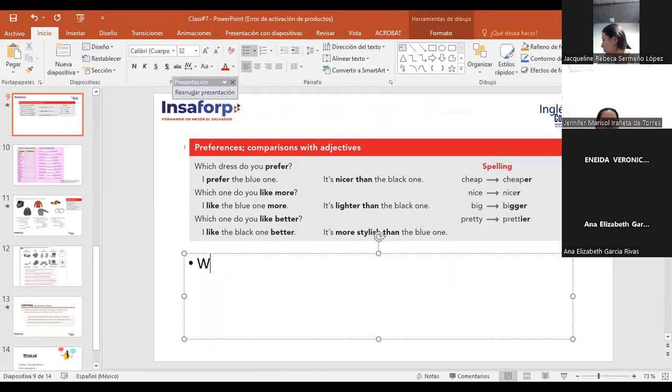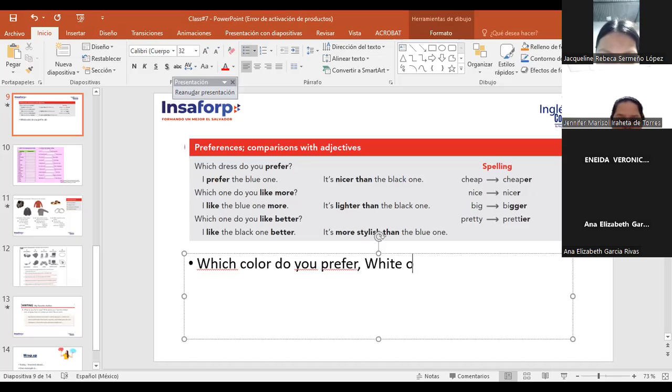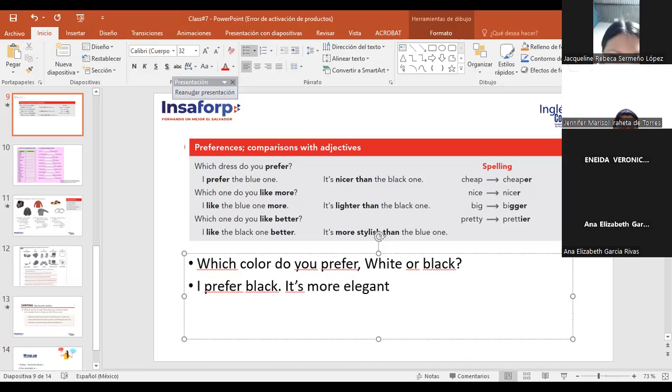So my question is, which color do you prefer? Which color do you prefer? White or black? And you answer, I prefer black. Why? Because it's more elegant. It's just an example, right?